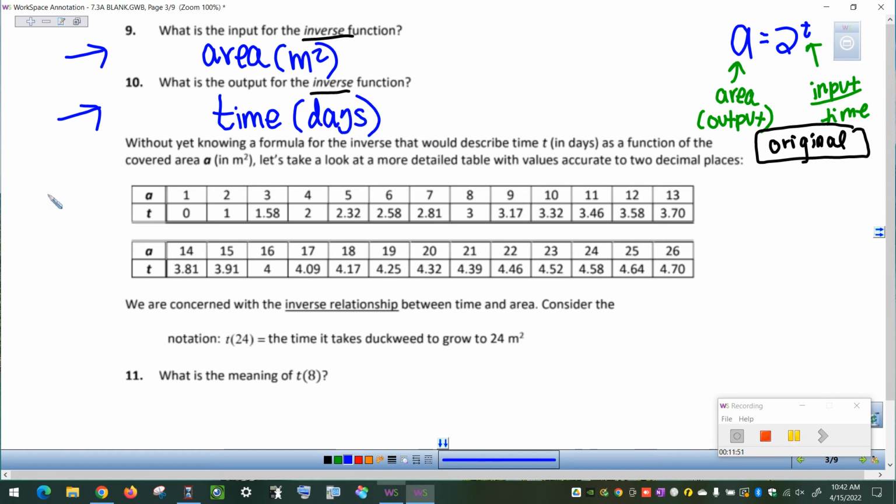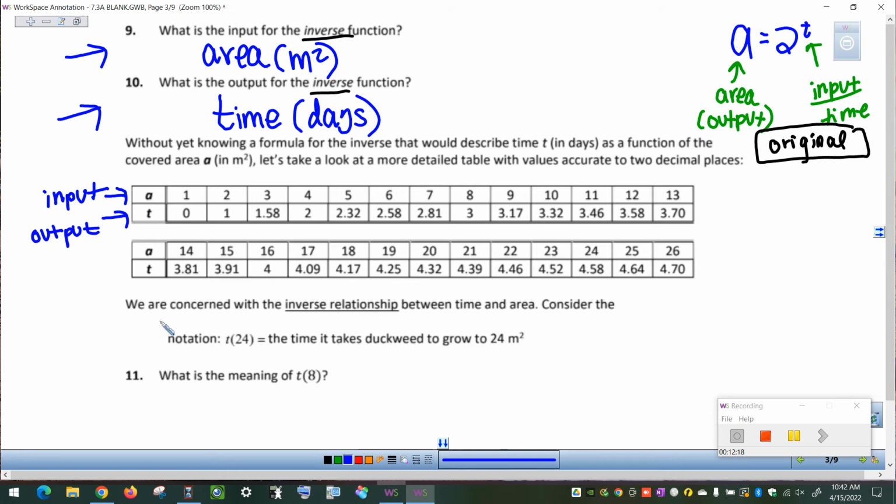And that's kind of what is shown to us here in these tables. We're going to look at some tables that are extended out all the way up to an area of 26 square meters. And it has the decimals for the time in days just a little bit more accurate. So it has this out to 2 decimal places. So looking at our table here, we have an input of area that's outputting an amount of time. And so without yet knowing a specific formula and equation for the inverse, we can still show and describe the inverse relationship with the tables.